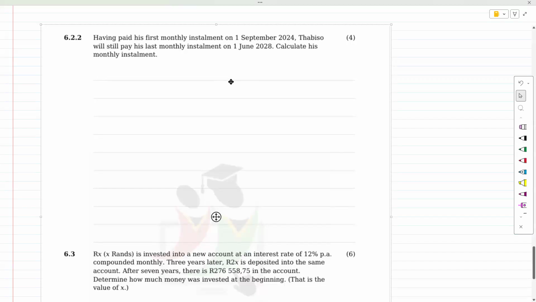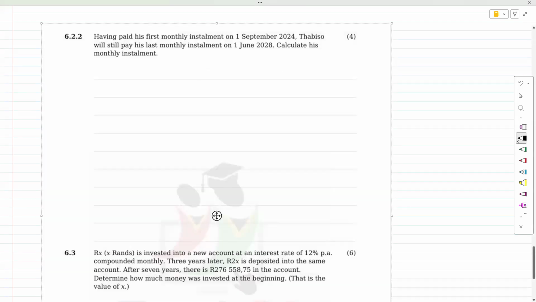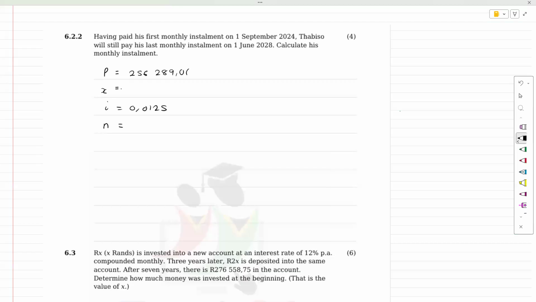So we know this is present value. Let's start. We know that X we don't know. I is, I think, 0.0125. And N is a little bit of a tricky one. The amount he owes is 256,289.06. Now there's some problems with the other parts.